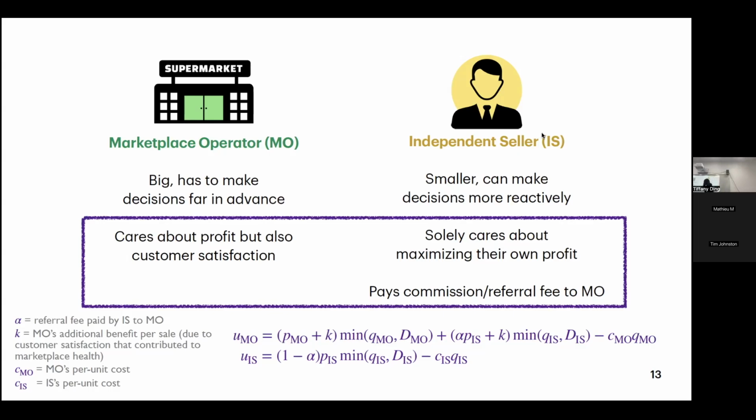Yeah, so this term is similar to here, is just the quantity sold by the independent seller. And after paying alpha fraction of revenue to the operator, they have 1 minus alpha left. And the second term here is just subtracting out the cost of their inventory. Okay. Any questions about that?